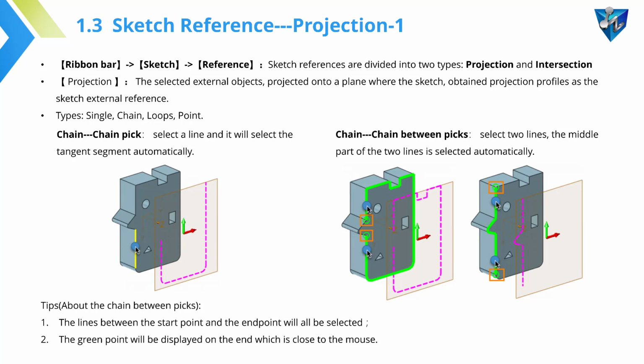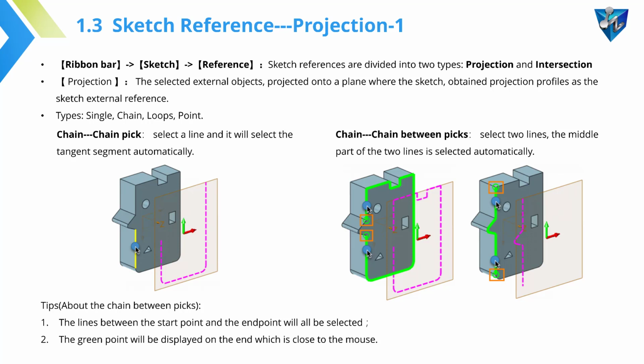For the projection type, we have four options, and the first one is the chain peak. So what is the chain peak? We can select the line and it will select the tangent segments automatically, as you can see. For this case, when we select this line, all the tangent segments will be selected automatically.